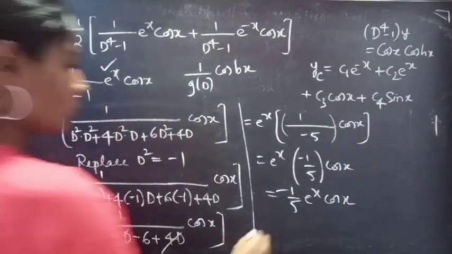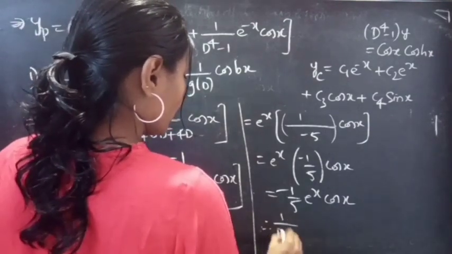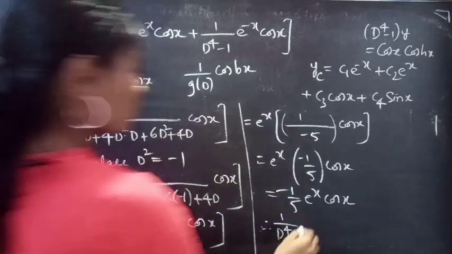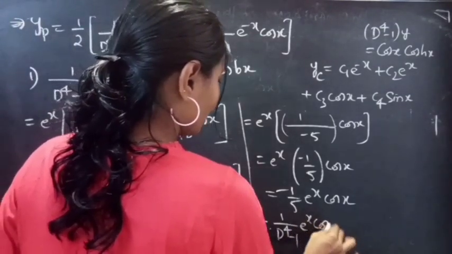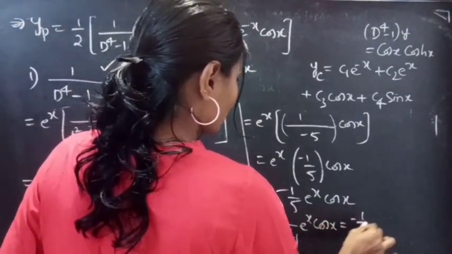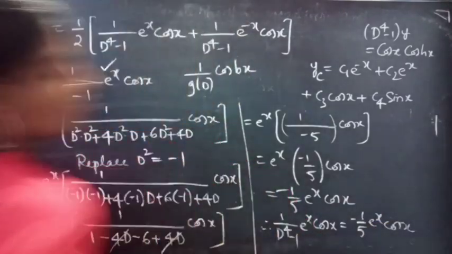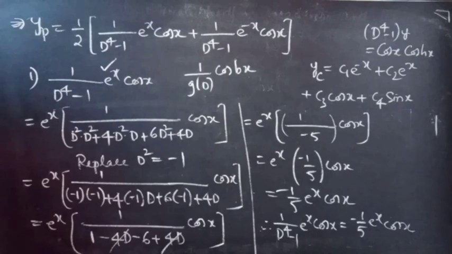Therefore, 1 by f of d into e power x cos x is minus 1 by 5 into e power x cos x. Now let's find the second one.